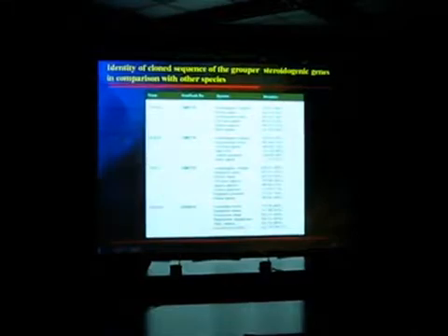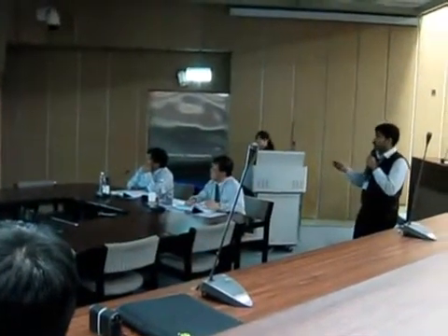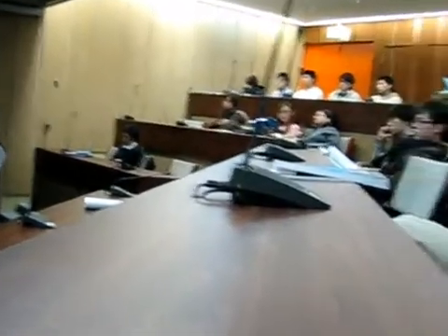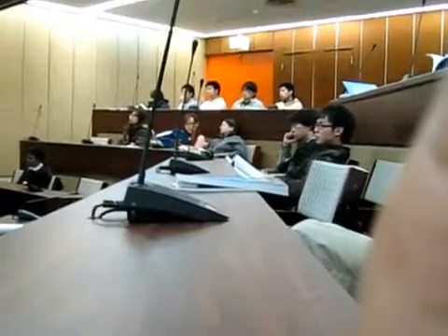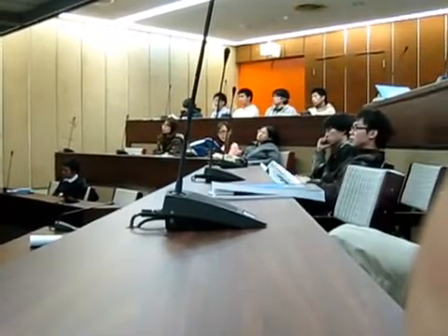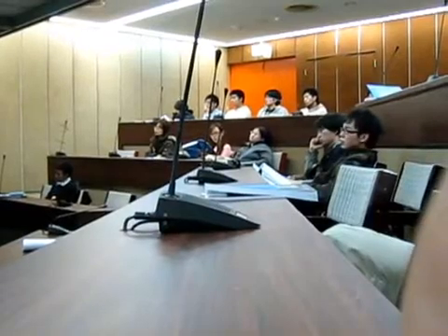So this is the identity of clone sequence of the group of steroidogenic enzyme genes we compare with other TDS species. Here you can see all the steroidogenic enzyme genes have more than 85% identity with other TDS species, especially in the black coatie, it having more than 85%. When compared to the human species, it having more than 65% identity.